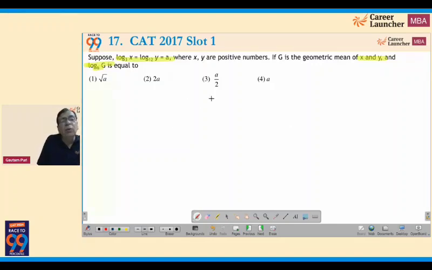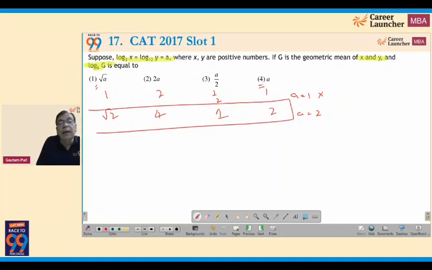If I take a equal to 1, what does it become? This becomes 1, this becomes 2, this becomes 1 by 2, this becomes 1. Not a good number. Why? Because if I get the answer as 1, I don't know whether this is the answer or not. You should always take a number such that the choices can be differentiated. So if I take a equal to 2, what does it become? Under root 2, 4, 1, 2. All 4 numbers are different, so this is what you should be looking for.